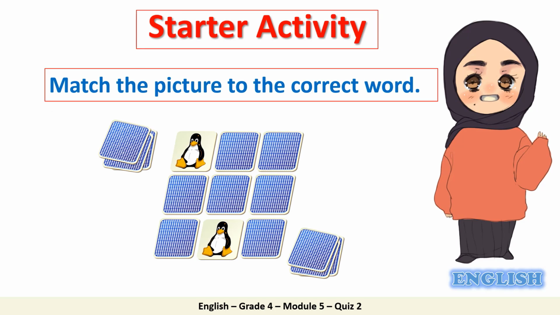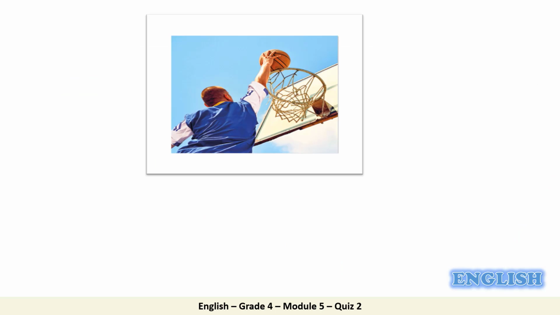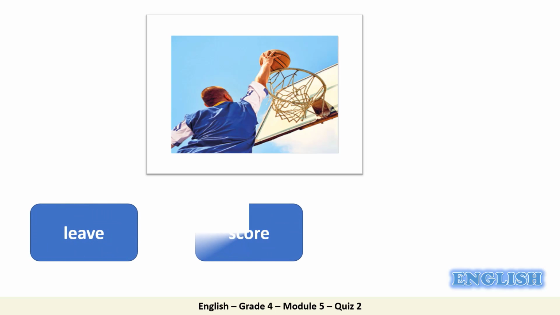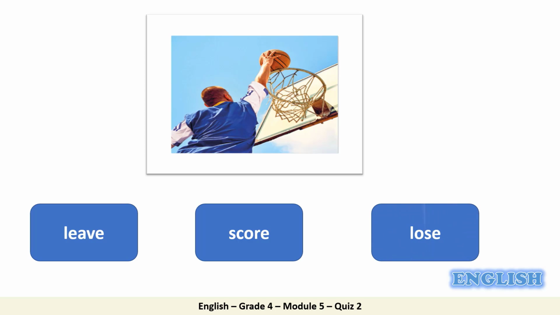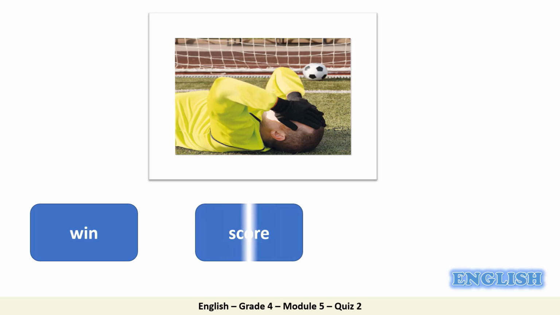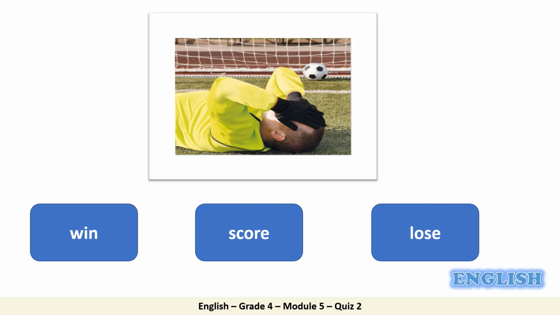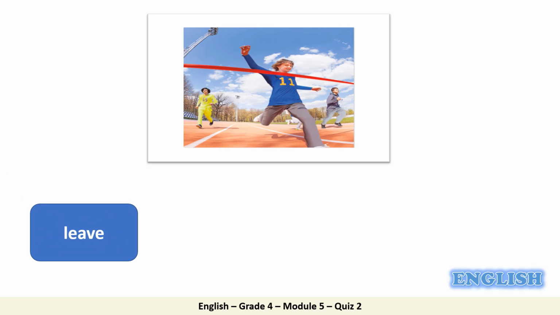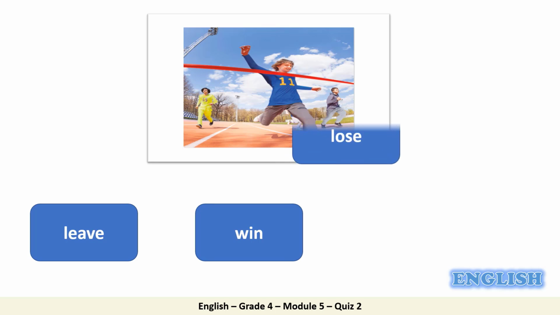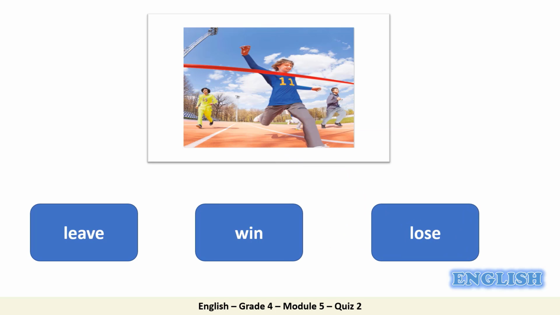Match the picture to the correct word. Look at the picture and choose. Leave, score, lose. Well done. Score. Win. Score. Lose. Well done. Lose. Leave. Win. Lose. Great job. Win.